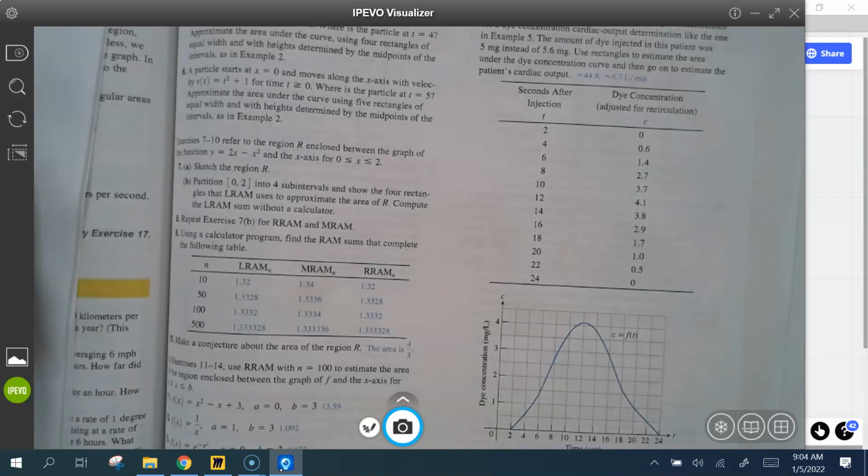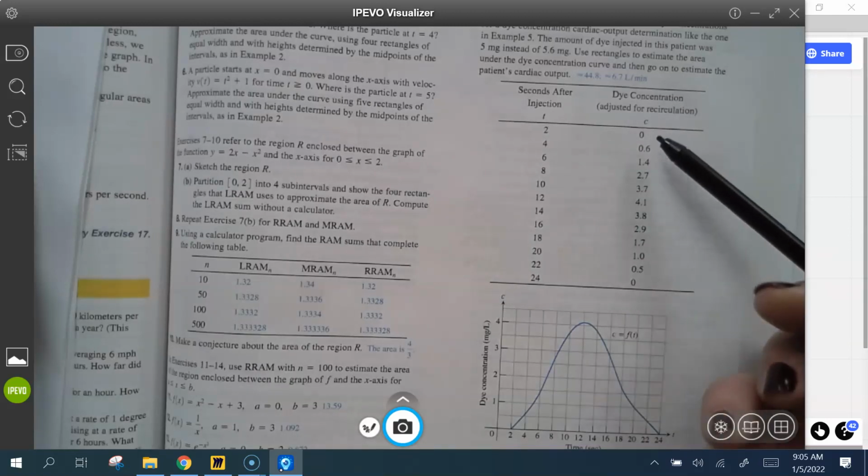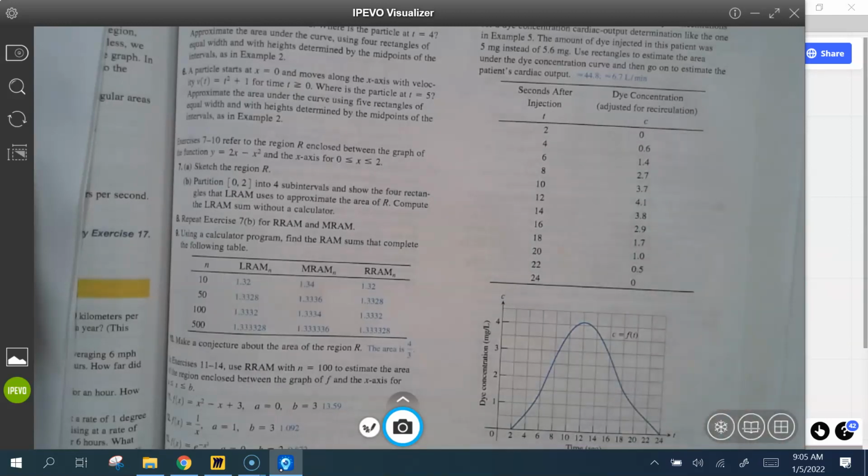So what should we do? It doesn't say. It just says use rectangles. So which one would I probably not want to use? Midpoint. It's a little more accurate than the other, but at the same time, I'm going to have to calculate midpoints for everything if I do that. So we'll start with left RAM, and then we'll do right RAM, and we'll compare them and see what happens.